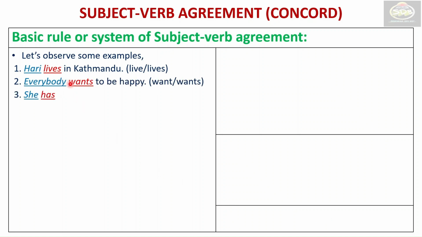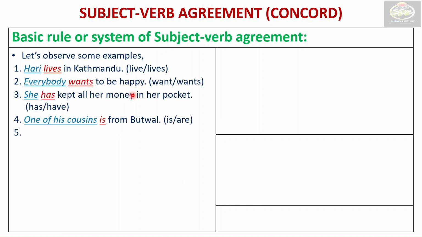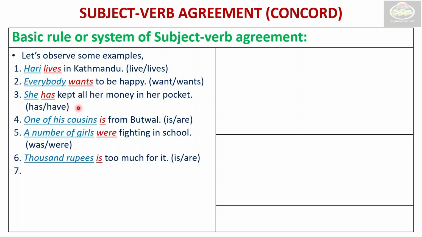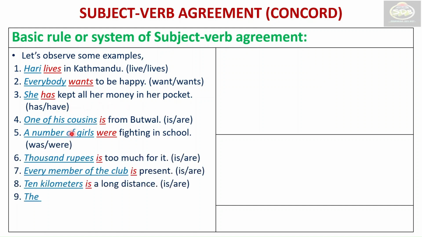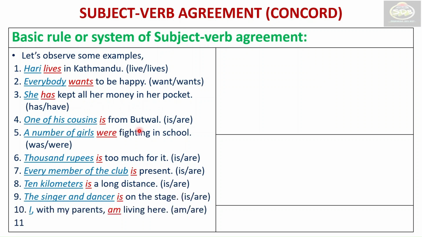Hari lives in Kathmandu. Everybody wants to be happy. She has kept all her money in her pocket. One of his cousins is from Butwal. A number of girls were fighting in school. 1,000 rupees is too much for it. Every member of the club is present. 10 kilometers is a long distance. The singer and the dancer is on the stage. I, with my parents, am living here. The rich are living comfortably.